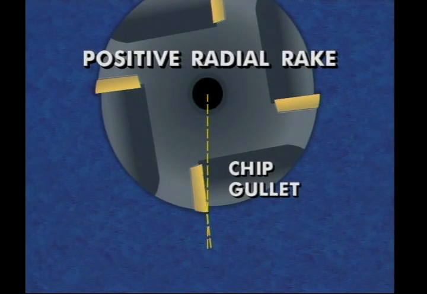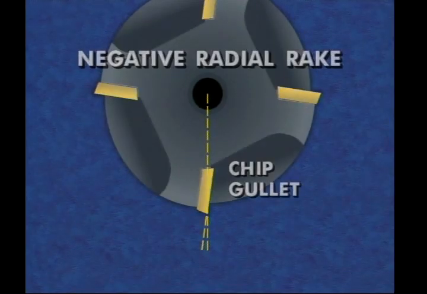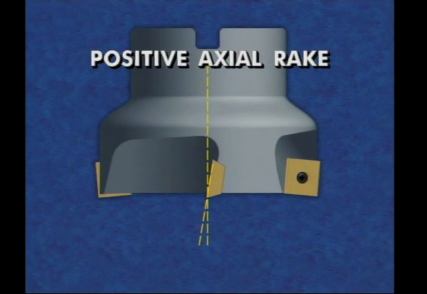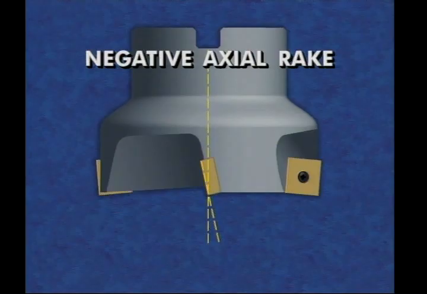If the insert tilts toward the chip gullet, it has a positive radial rake. If the insert tilts away from the chip gullet, it has a negative radial rake. The axial rake is the angle measured between the insert face and an axial line or plane, and it may also be positive or negative.